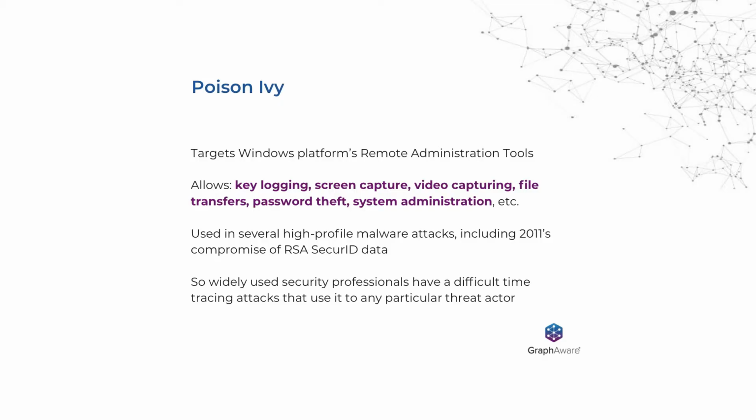Poison Ivy is currently for sale on underground markets, and so it spreads virally as people discover and rediscover its utility. In fact, it's so widely used that security professionals have a very difficult time tracing attacks of Poison Ivy to any particular threat actor. So that's a great example of the difficulty of analyzing cyber threat intelligence data, and we're going to use that for the basis of our demo.